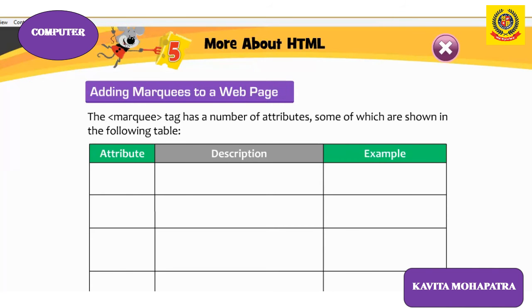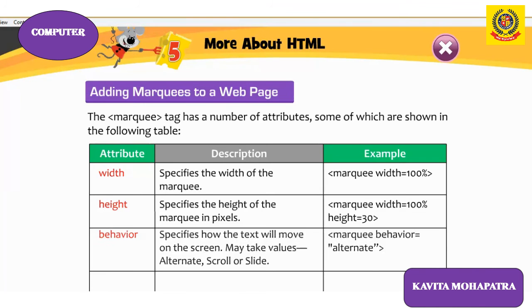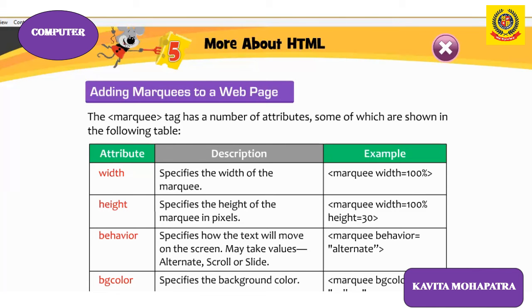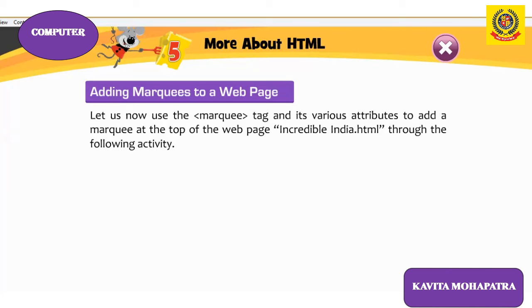The first attribute is width. Width specifies the width of the marquee: marquee width equal to 100%. Height specifies the height of the marquee in pixels: marquee width equal to 100%, height equal to 30%. Then behavior specifies how the text will move on the screen. It may take the values alternate, scroll or slide: marquee behavior equal to alternate. BGcolor specifies the background color: marquee bgcolor equal to yellow. BGcolor stands for background color. It is given on page number 82.